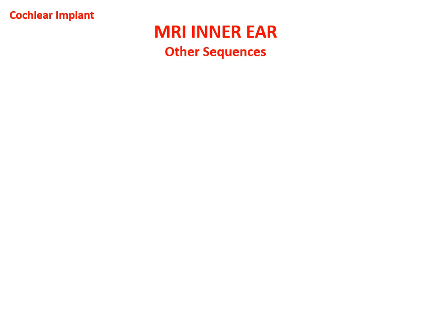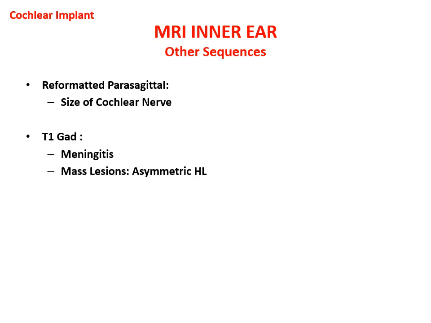Other sequences, which will be discussed in other videos, are the reformatted parasagittal, which mainly concerns the size of the cochlear nerve. The T1 gadolinium, when you suspect the case is meningitis, especially early meningitis, and we will say why. Or if we suspect a mass lesion, early vestibular schwannoma. So if we have an asymmetrical hearing loss, we suspect mass lesions, we have to do a T1 with gadolinium.